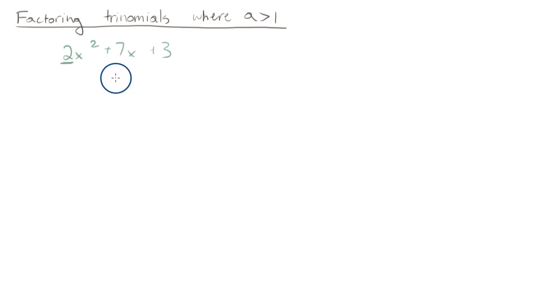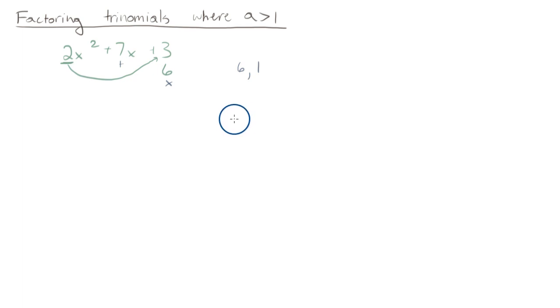And so in this method, what we want to do is simply multiply the a times the last term, which I call c. And so if we do that, we get 2 times 3, which is 6. And then we want to ask ourselves, what numbers multiply to get us to 6 and add to get us to 7? And if this is a factorable problem, there's only 2 numbers in the world that will do that. And they are, in this case, 6 and 1.